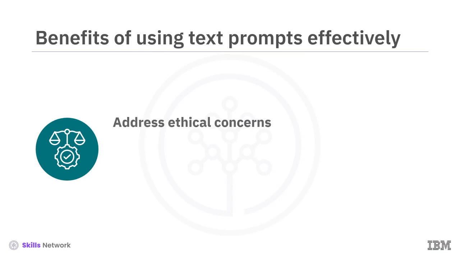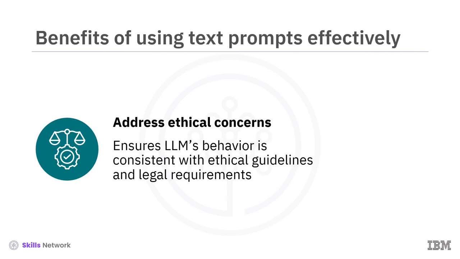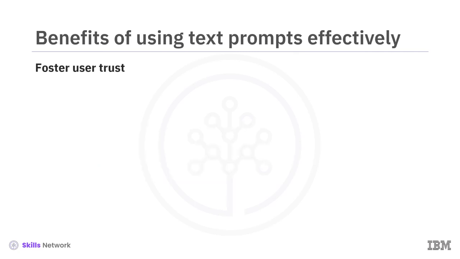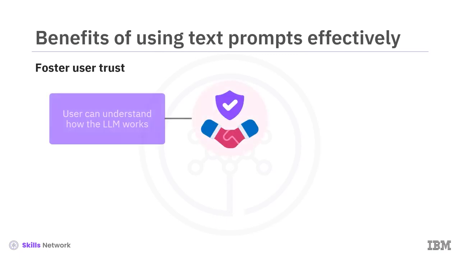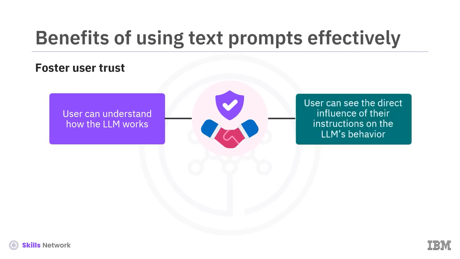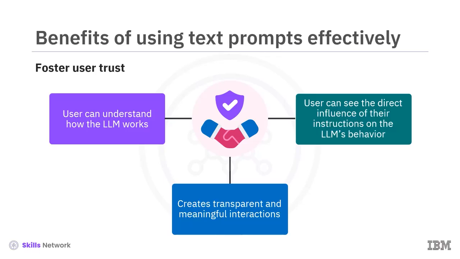Explainability is crucial to addressing ethical concerns related to AI. It helps all stakeholders evaluate and ensure the LLM's behavior is consistent with a specific domain's ethical guidelines and legal requirements. In addition to increasing the reliability and explainability of LLMs, effective text prompts also foster trust between the user and the LLM. When the user can understand how the LLM works and see the direct influence of their instructions on the LLM's behavior, it leads to transparent and meaningful interactions between the user and the LLM.